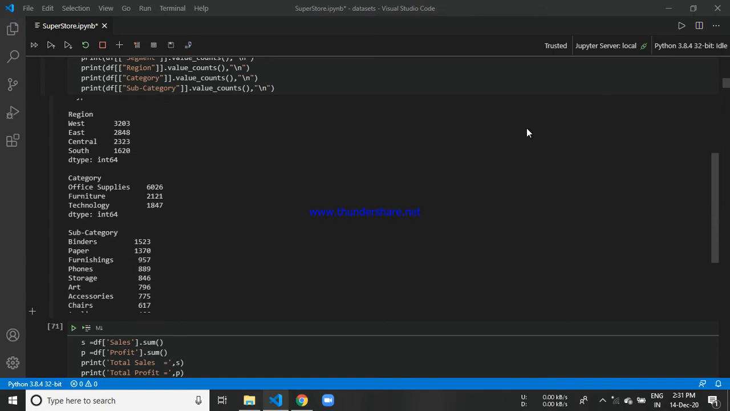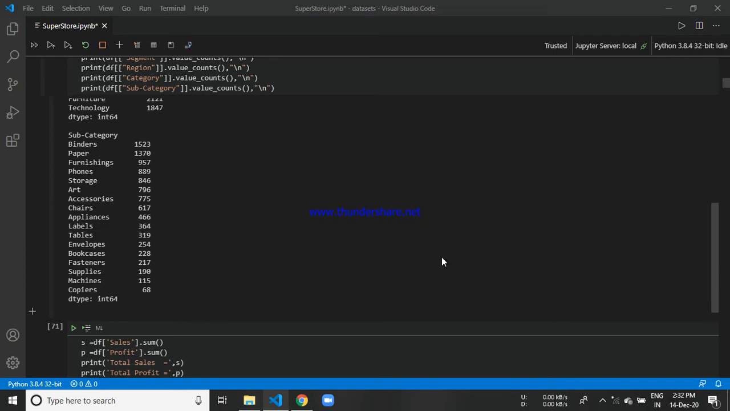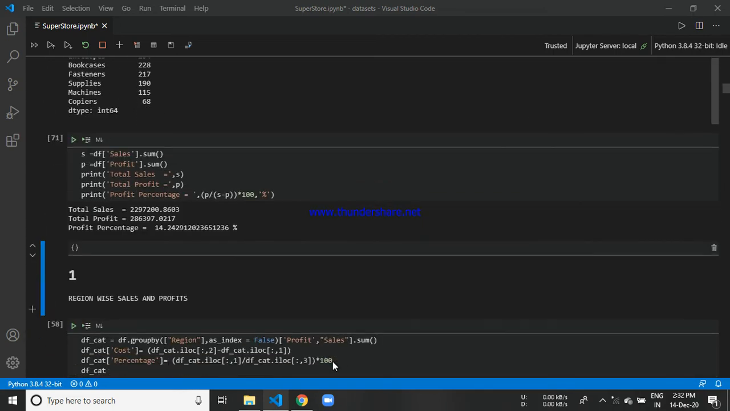In the region we have west, east, central, and south. In the categories we have office supplies, furniture, and technology. And the categories have many subcategories. So let's dig into the sales and the profit part. The total sales is 22,97,200 and the total profit is 2,86,397, and the profit percentage is 14.24.